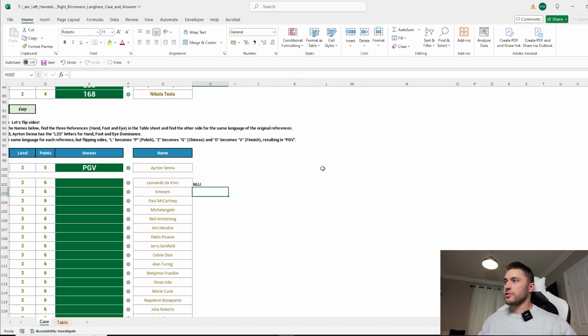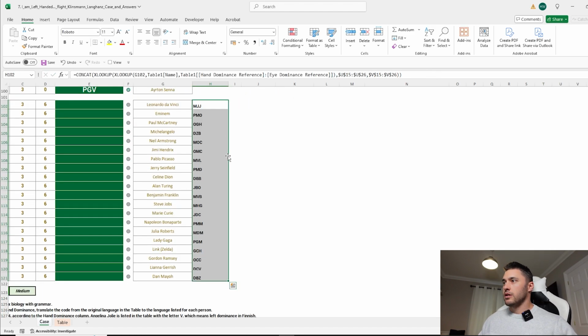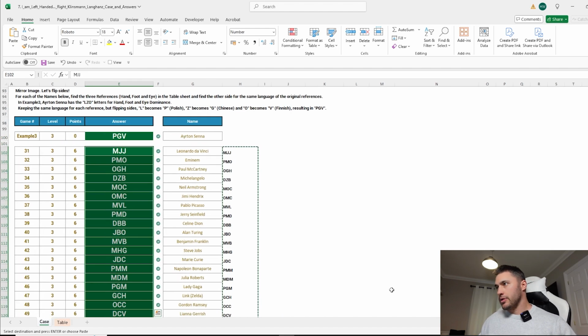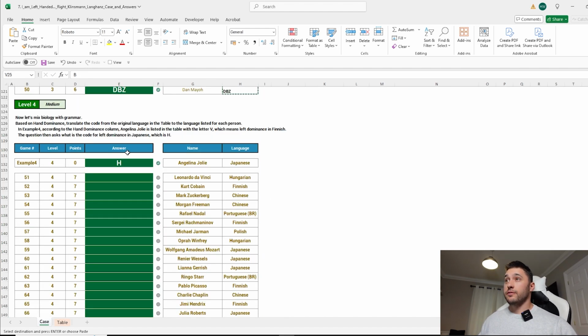So far, lots of XLOOKUPs in this case. So that should be our answers, all being well. And it is. Perfect. Okay, and the next question, question 4, is saying, based on hand dominance, translate the code from the original language to the languages for each person.